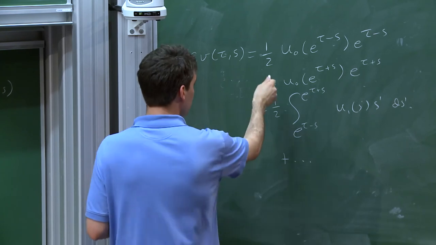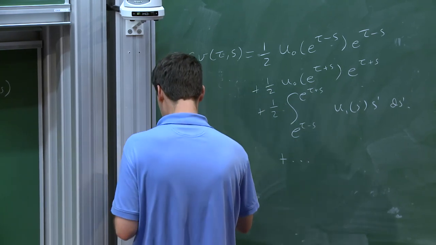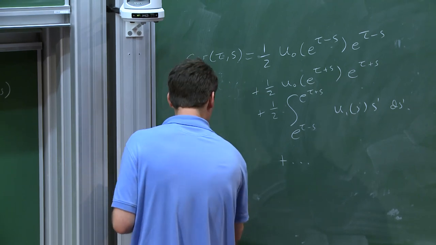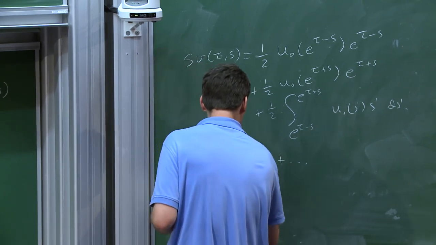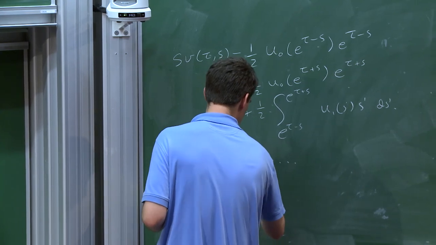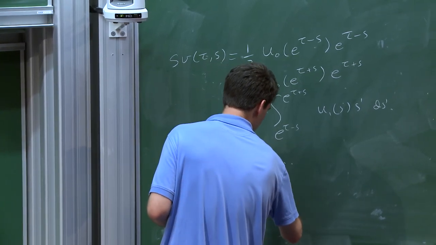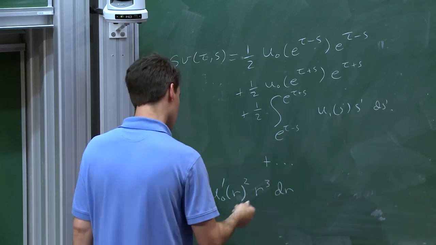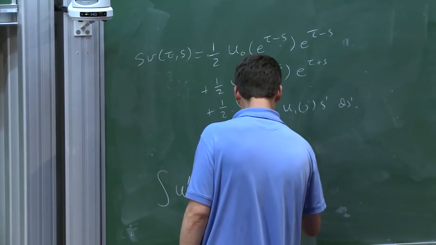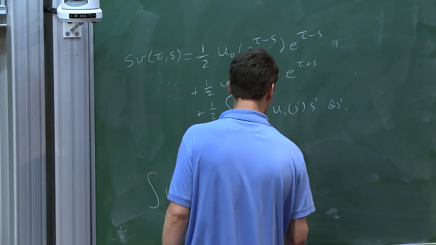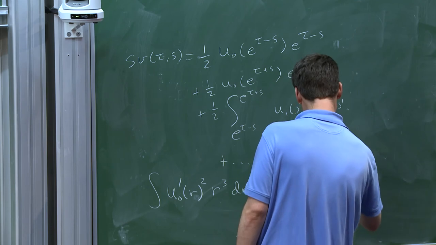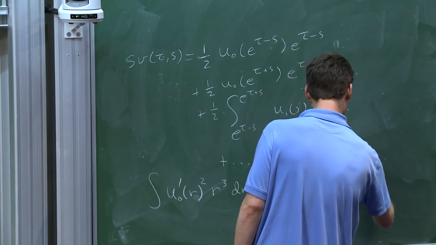In fact, if you just directly calculate the derivative of your s v, it's bounded by the integral of u naught, and then do a change of variables, it's bounded by u naught squared r cubed dr, or u naught prime squared r squared plus times r cubed dr. And then plus the integral of r cubed u1 of r squared dr.